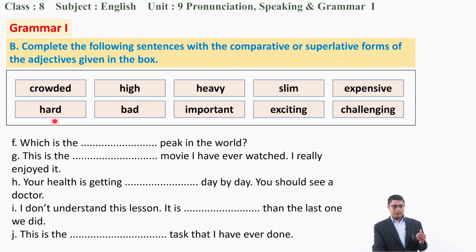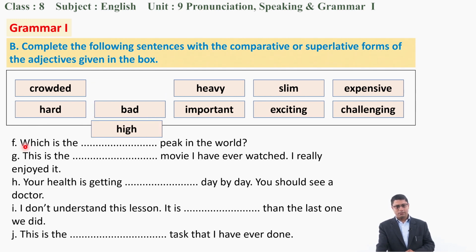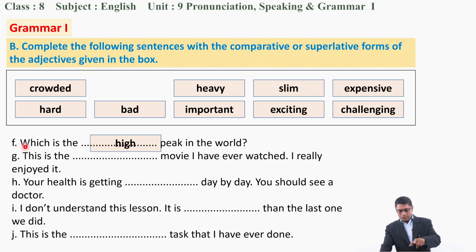So, again, you do have 5 more activities here. Can you guess what will be there in F? Okay, there will be high, and then can we use the word high here? No? Then what should we use? Very good. We need to use the superlative degree because peak in the world, we are comparing all the peaks in the world. So, superlative. And what's the superlative degree of high? Very good. It's highest.